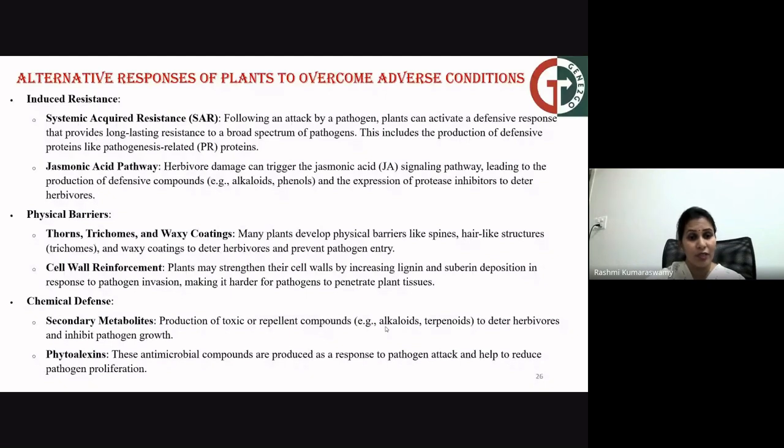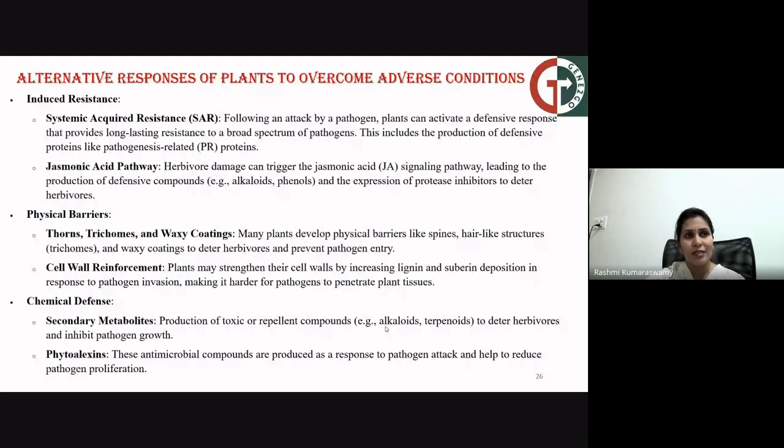So cell wall reinforcement. Cell wall reinforcement means there will be an increase in lignin production, lignin and suberin deposition on the cell wall in order to reduce the invasion of the pathogen, and this makes it harder for the pathogen to penetrate plant tissues. Apart from these mechanisms, plants have other mechanisms also, that is through secondary metabolite production.